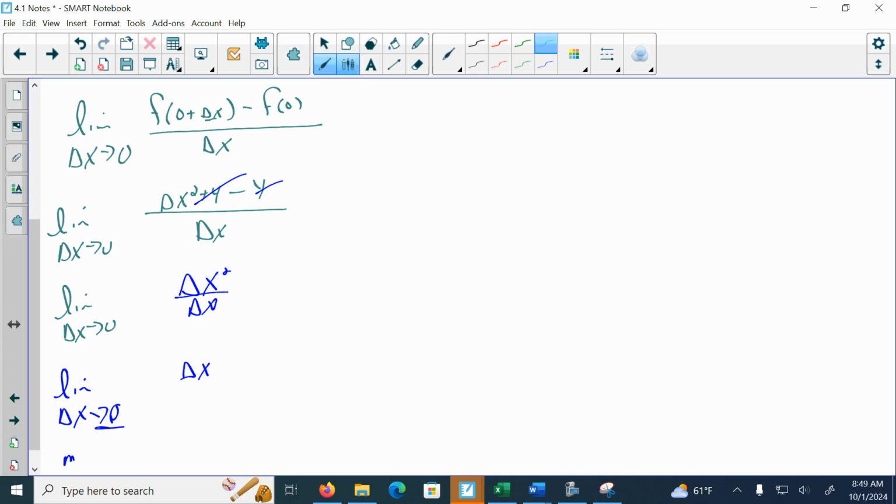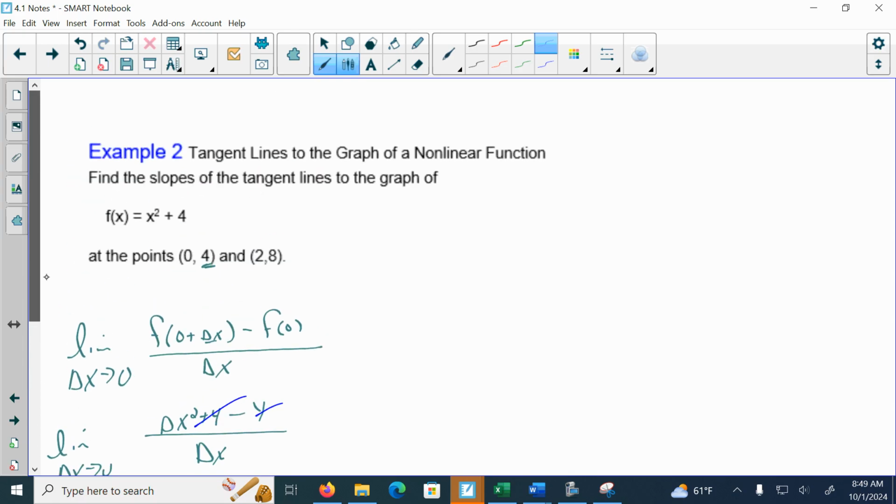And so the slope of my secant line is going to be 0. At the point 0, 4, the slope of the secant line is 0. And that should make sense, because if I were going to graph this, this would be a parabola, where the vertex would be at x is equal to 0. Now let's do 2, 8. That might be a little more exciting for us.